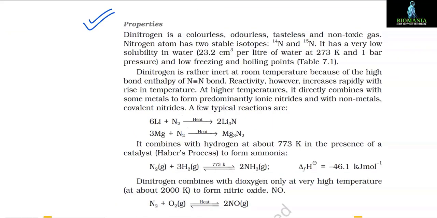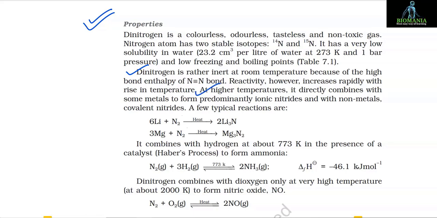Properties. Dinitrogen is a colorless, odorless, tasteless and non-toxic gas. Nitrogen atom has two stable isotopes, 14N and 15N. It has a very low solubility in water, 23.2 cm3 per liter of water at 273 Kelvin and 1 bar pressure, and low freezing and boiling points. Dinitrogen is rather inert at room temperature because of the high bond enthalpy of the nitrogen-nitrogen bond, that is, the triple bond between them. Reactivity, however, increases rapidly with the rise in temperature.